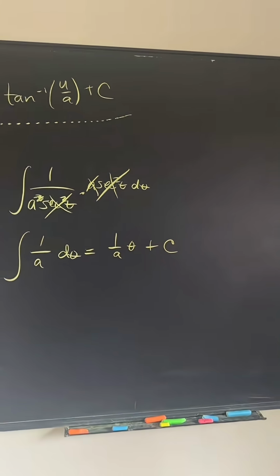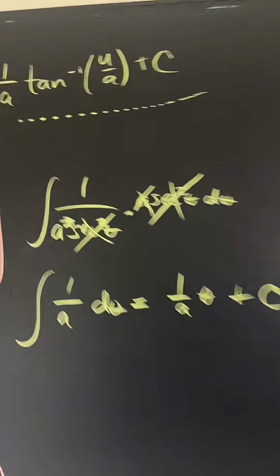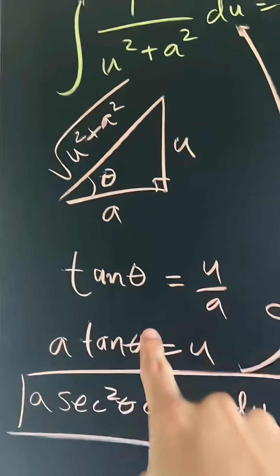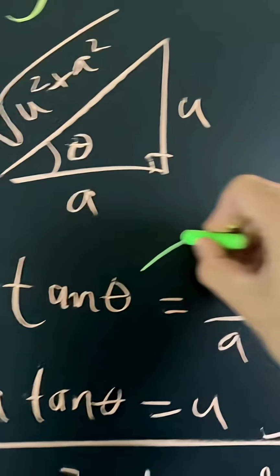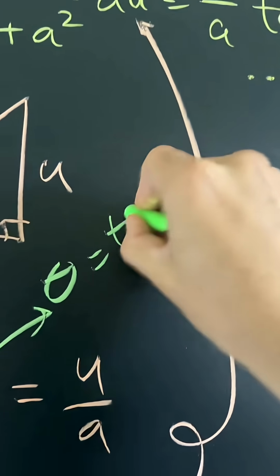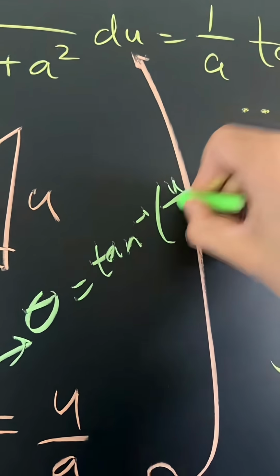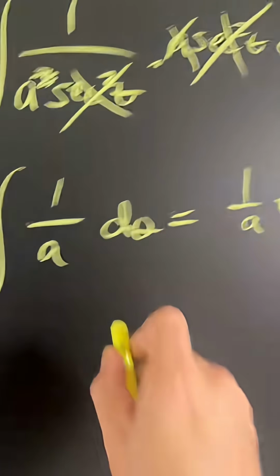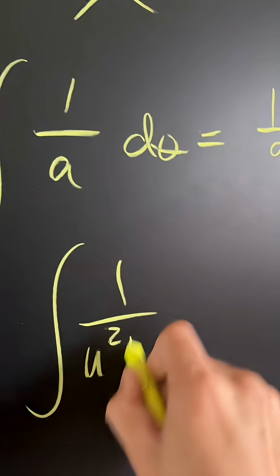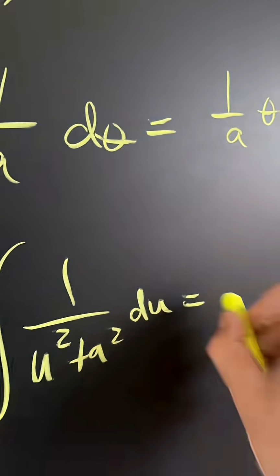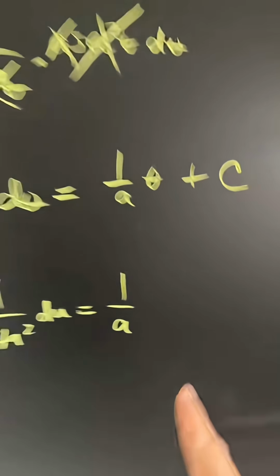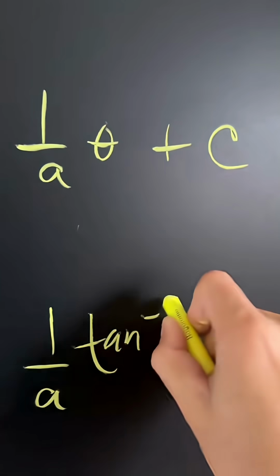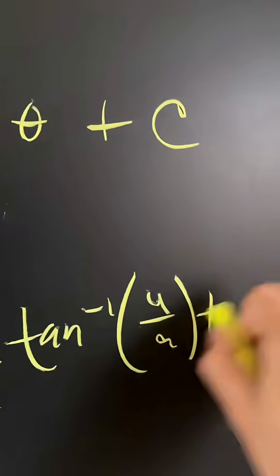Well, we have to start rewriting this in terms of u. So we're going to look at this right here. We have tan theta is equal to u over a, so we can say that theta is equal to tan inverse of u over a. And at the very end, the integral that we were working with, which was this right here, is now going to equal 1 over a times the theta, which we found to be this expression right here, tan inverse u over a plus C.